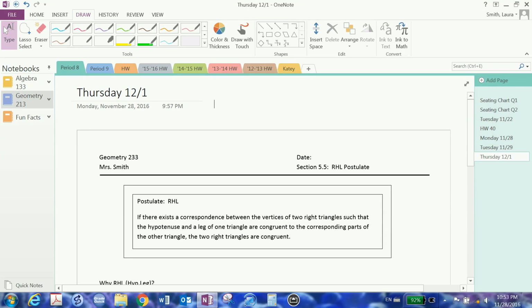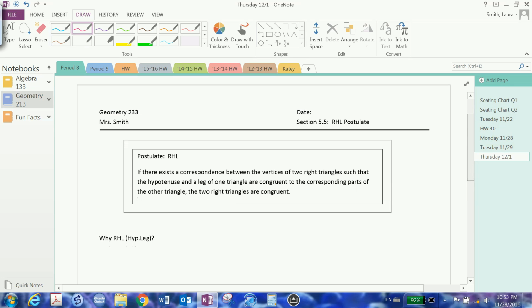So just a couple of quick things. First is that RHL is actually an example of the donkey theorem, right? The side, side, side. This is the one case of side, side angle that will always work. Okay, it's the one case when it's a right triangle and we have the hypotenuse and the leg.